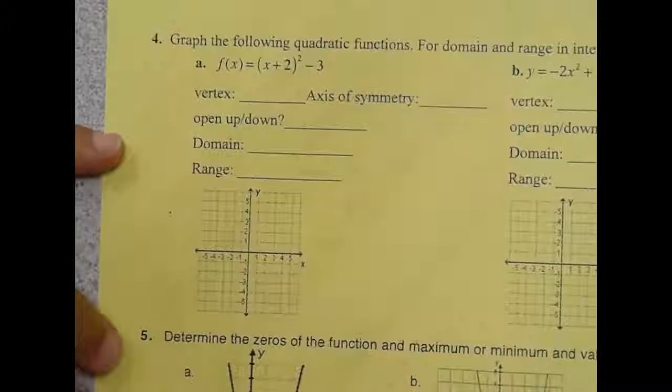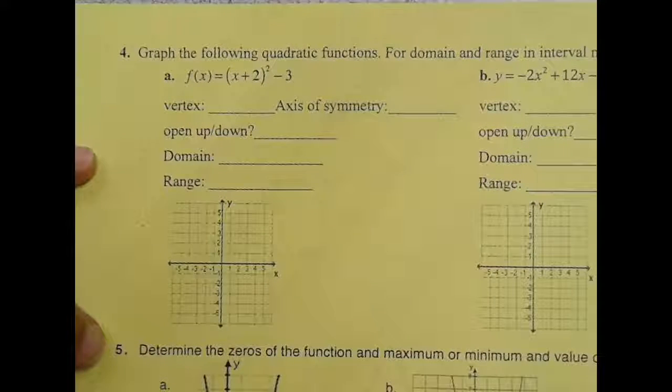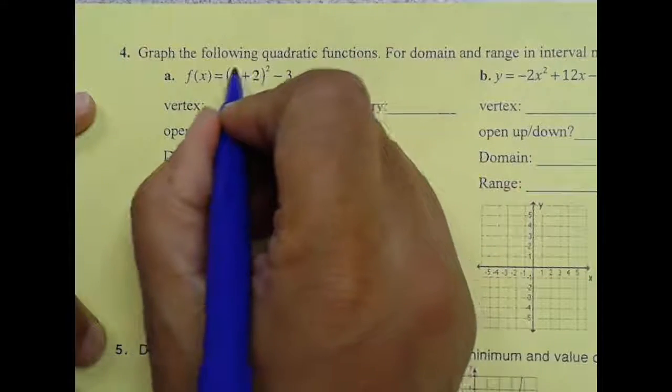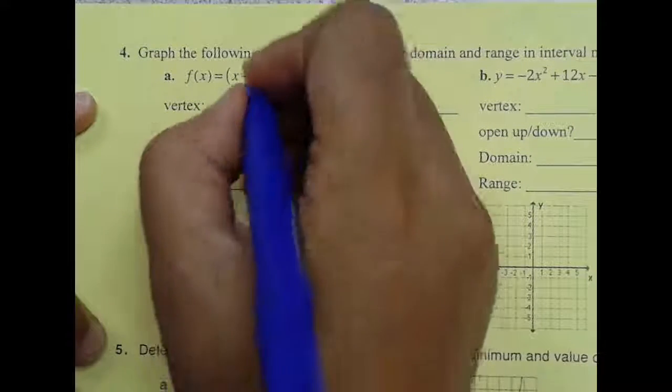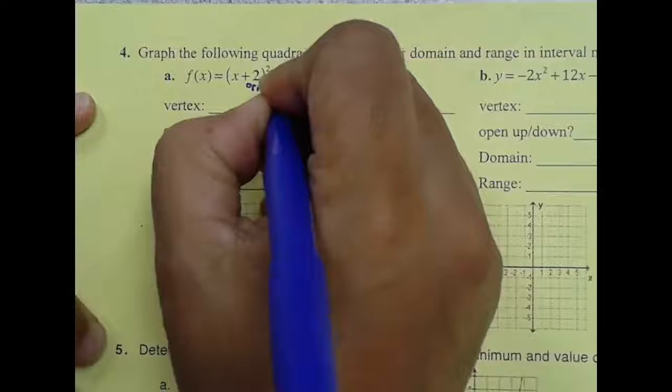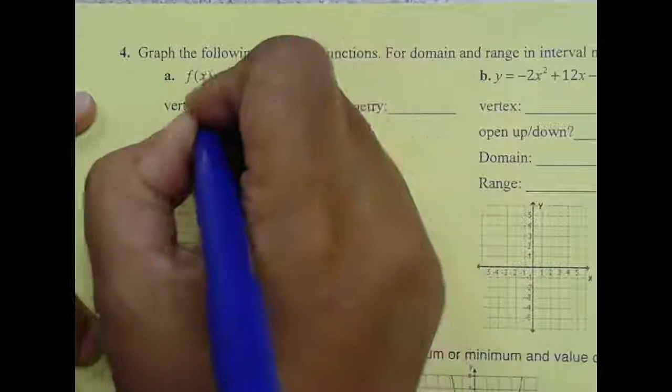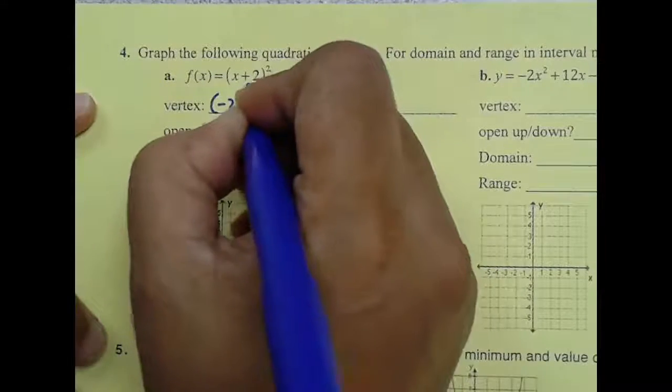All right, let's go to the back side. Here we have quadratics. Quadratics give you parabolas, which are U-shaped. Here we have, notice the parenthesis, it's similar to the absolute value where you go opposite, same. And the opposite of positive 2 is negative 2, same number, negative 3.